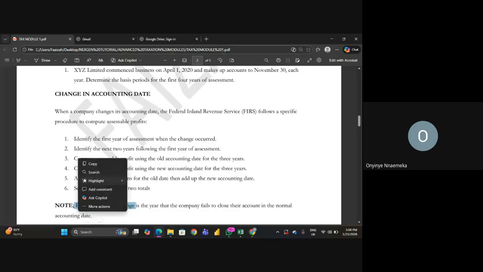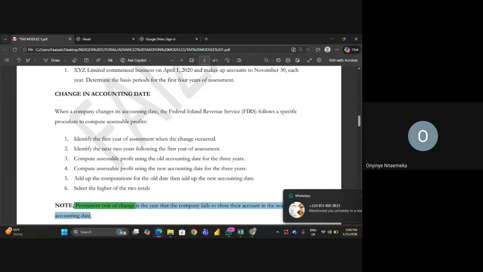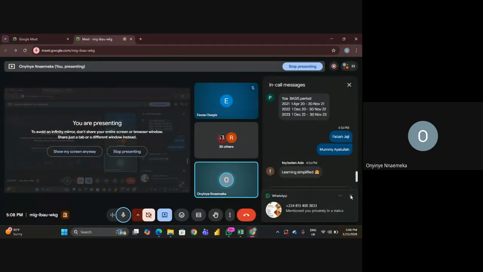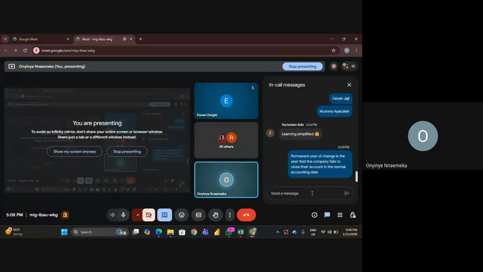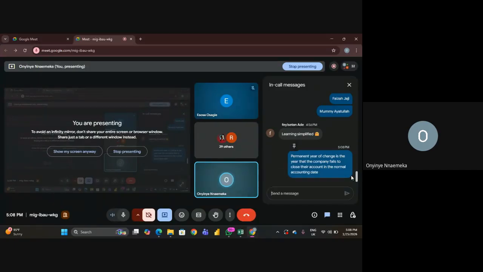I think these are right. Let me put green. So identify the year of permanent change. The year of permanent change is the year that the company fails to close their account in the normal accounting date. Let me copy this and paste it to the chat box because it's very important. Year of permanent change is the year that the company fails to close their account in the normal accounting date.